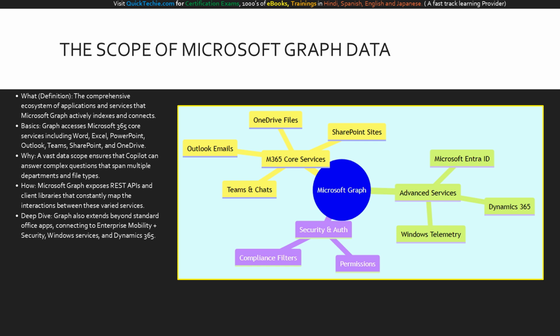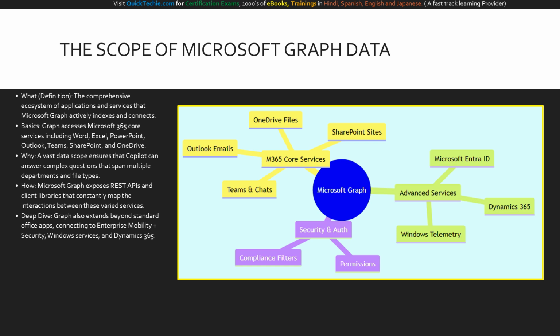This mind map breaks down the incredible breadth of Microsoft Graph's domain. At the center is the root node, Microsoft Graph. Branching to the top right, we see the M365 core services, which encompass the daily tools your employees use, Teams chats, Outlook emails, SharePoint sites, and OneDrive files.